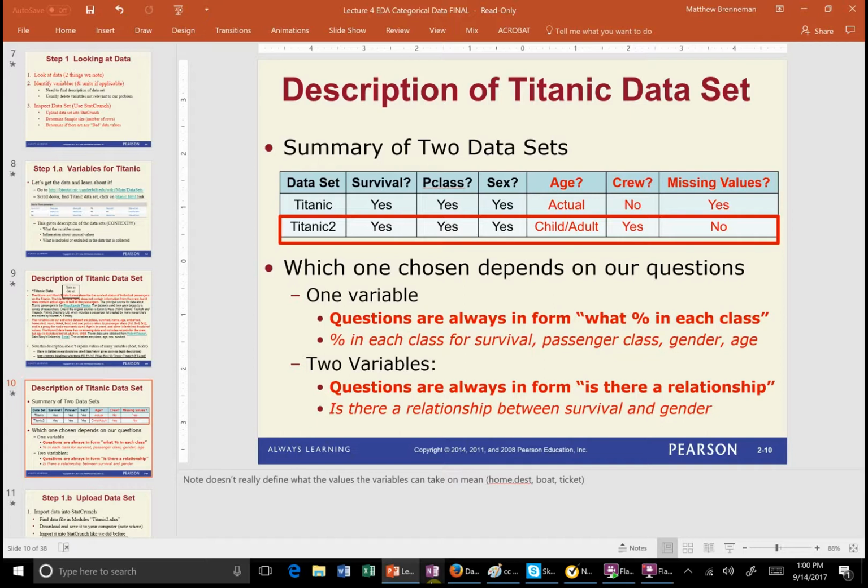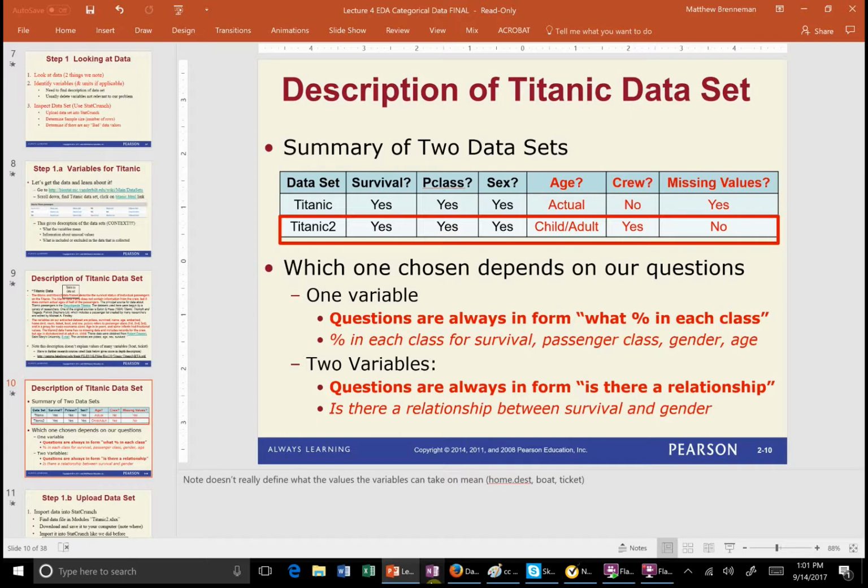Okay? If I'm interested in, for example, one variable, our questions are always going to have the same form. We want to know what percentage of people were in this particular class. Okay? So you might want to know what percentage of people were in, say, first class or whatever. And they're always going to be of this form. We probably won't get to two variables, which is a shame, because those are the more interesting questions. In the beginning, we're always doing exploratory data analysis. Questions? Okay.